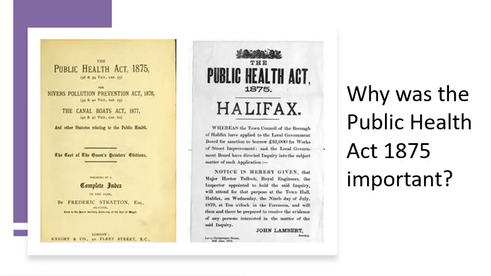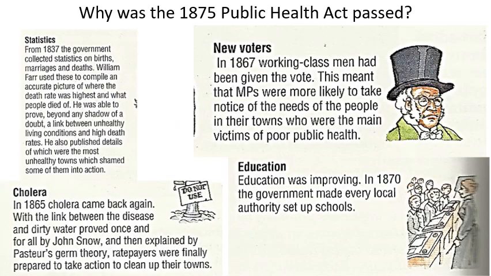Last thing we're going to look at is the Public Health Act of 1875, just a nice way to bookend it all. Again, it's a law. Just like the 1848 Health Act, it is a law passed by the British government to try and clean up the towns and cities. I probably think of the 1848 one as the little brother. The 1875 one is the big brother, the one that's going to make it all much, much better. Okay. Why did they pass it?